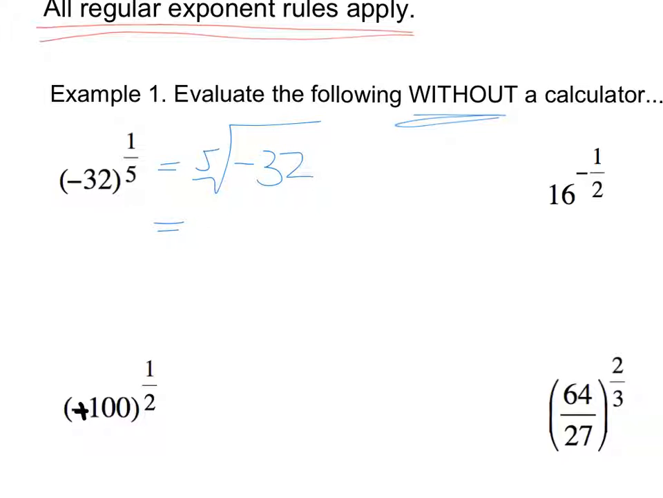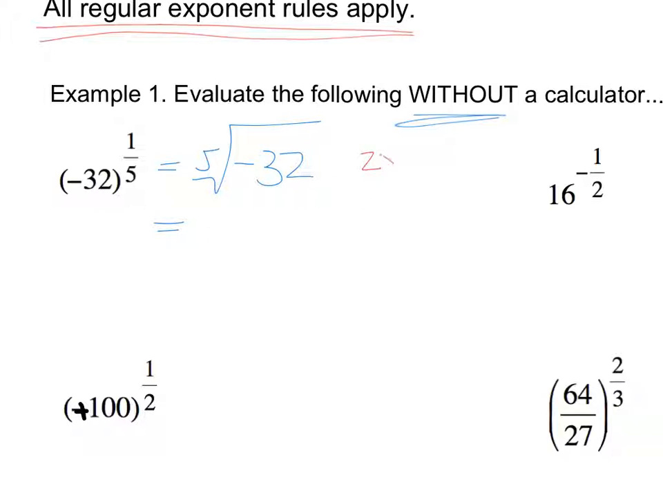So what I'm looking for is what multiplied by itself 5 times will give me 32. And you start going through the basics. So you can start with 1, but 1 times 1 times 1 times 1 times 1 is just 1. You go to the next one. 2 times 2 is 4, times 2 is 8, times 2 is 16, times 2 is 32.